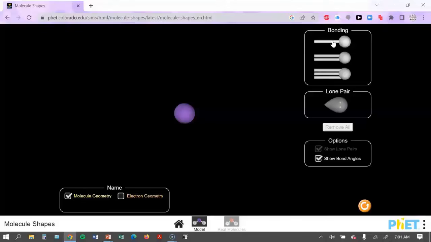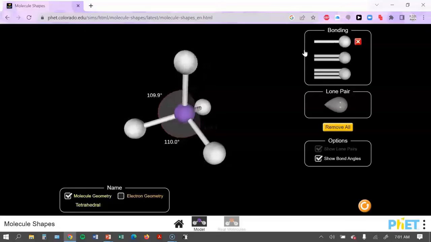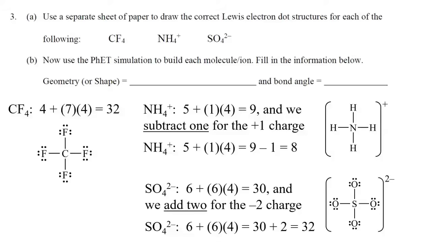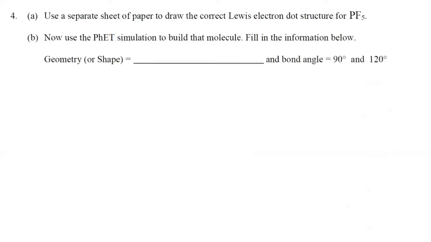So when we use the PhET simulation to build a molecule or a polyatomic ion that has 4 single bonds, the molecule geometry is tetrahedral and the bond angle is 109.5 degrees. So the answer to number 3, part B, is tetrahedral for the shape and 109.5 for the bond angle. All right, moving on to question 4. Use a separate sheet of paper to draw the correct Lewis structure for PF5, phosphorus pentafluoride.